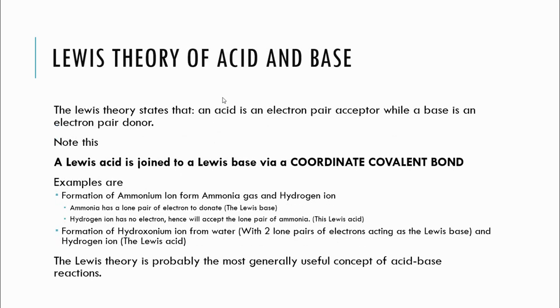Moving on to the last theory now, which is the Lewis theory of acids and bases. The Lewis theory states that an acid is an electron pair acceptor, while a base is an electron pair donor. Let's note that. A Lewis acid is joined to a Lewis base via a coordinate covalent bond, because if you remember the chemical bonding lecture, what is coordinate covalent? One atom donates two electrons that they use to bond. In Lewis acid-base reactions, the base donates the electron pair while the acid just gains it. You get my point.